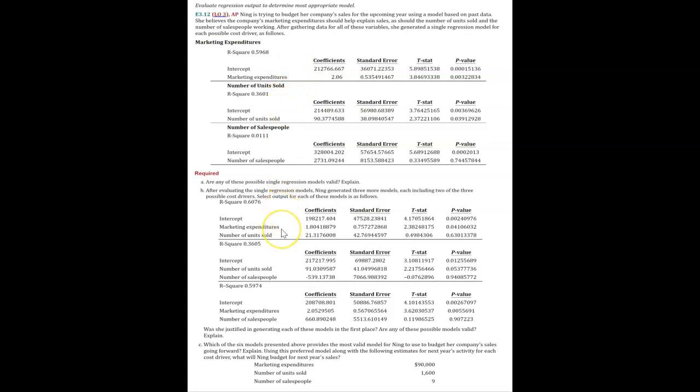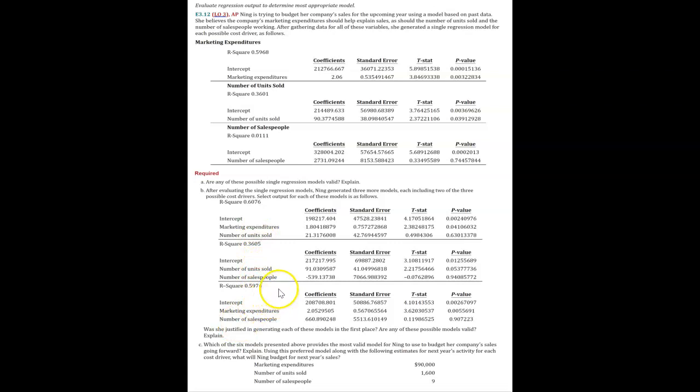Then we go to a multiple regression, and what she did here is, it takes a while to look at this and really see it, but when you look at your variables here, this is marketing expenditures and the number of units sold. This one is units sold and number of salespeople. This is marketing expenditures and salespeople. So 3 different combinations.